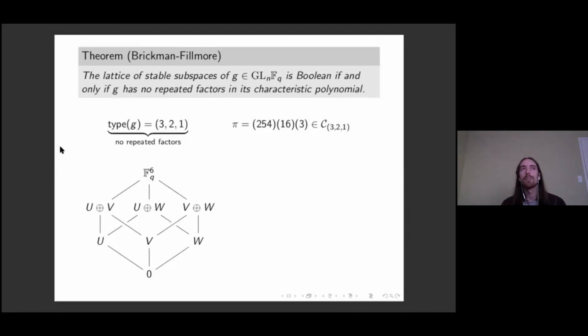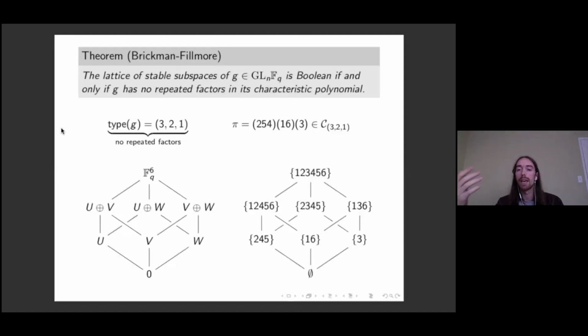And for instance, in the situation when we had that unipotent factor, that would correspond to having some kind of diagonal. Basically, if there are repeated factors, you'll get these diagonal subspaces that cause the poset not to be Boolean anymore. But this is a much clearer analogy with the symmetric group, in that if you look at the lattice of stable subsets of a permutation with cycle type mu, then you get a Boolean lattice, and you can see that the dimension of U is 3, the cardinality of this corresponding set is 3, etc. Dimension of V is 2, and so on.